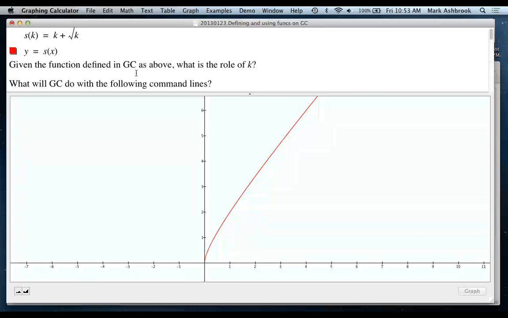So x and y are changing quantities. Right. X takes on every input value, and y takes on all the corresponding output values. And so x plus square root of x, right? Yeah. So tell me about this point right here.